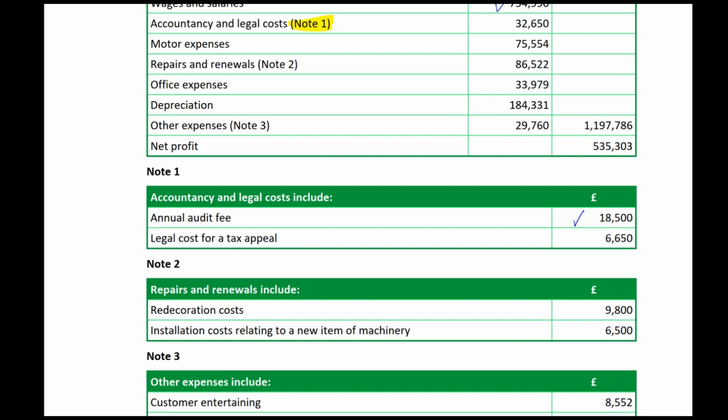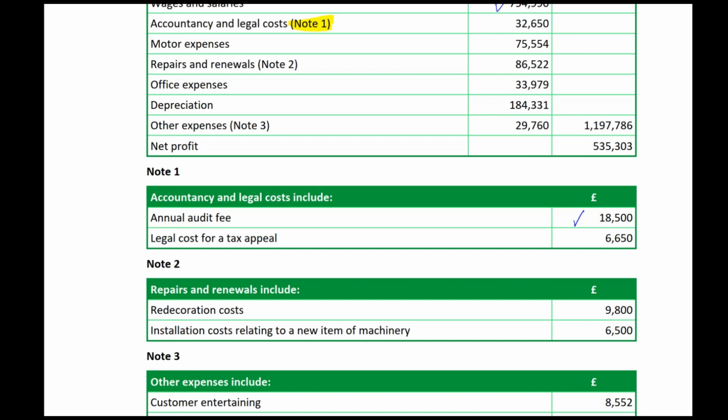The next one is a legal cost for a tax appeal. And I always think this one's quite interesting because if you put yourself in HMRC's position here, they have maybe assessed the amount of tax that Susan needs to pay, or she's in some sort of disagreement with them about the tax that needs to be paid. So now she's lawyered up, she's gone and got some legal team, her legal costs are £6,650 and she wants to offset that with her expenses to mean that she pays less tax.